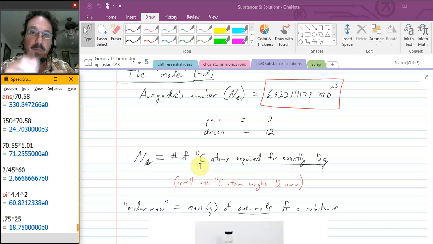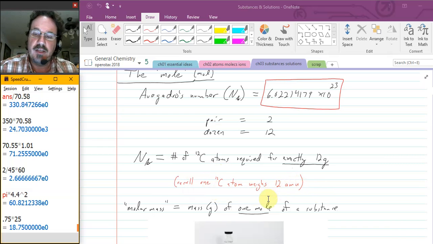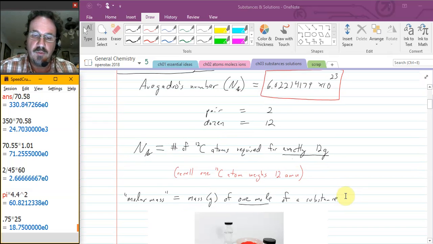All right, and I'm counting them as I go. How many atoms would it take? The answer is Avogadro's, 6.0221. So we actually define Avogadro in terms of carbon-12, just like we defined the AMUs in terms of carbon-12 as well. Remember we said one carbon-12 atom weighs exactly 12 AMUs. That's where we got that definition of AMUs from as well.